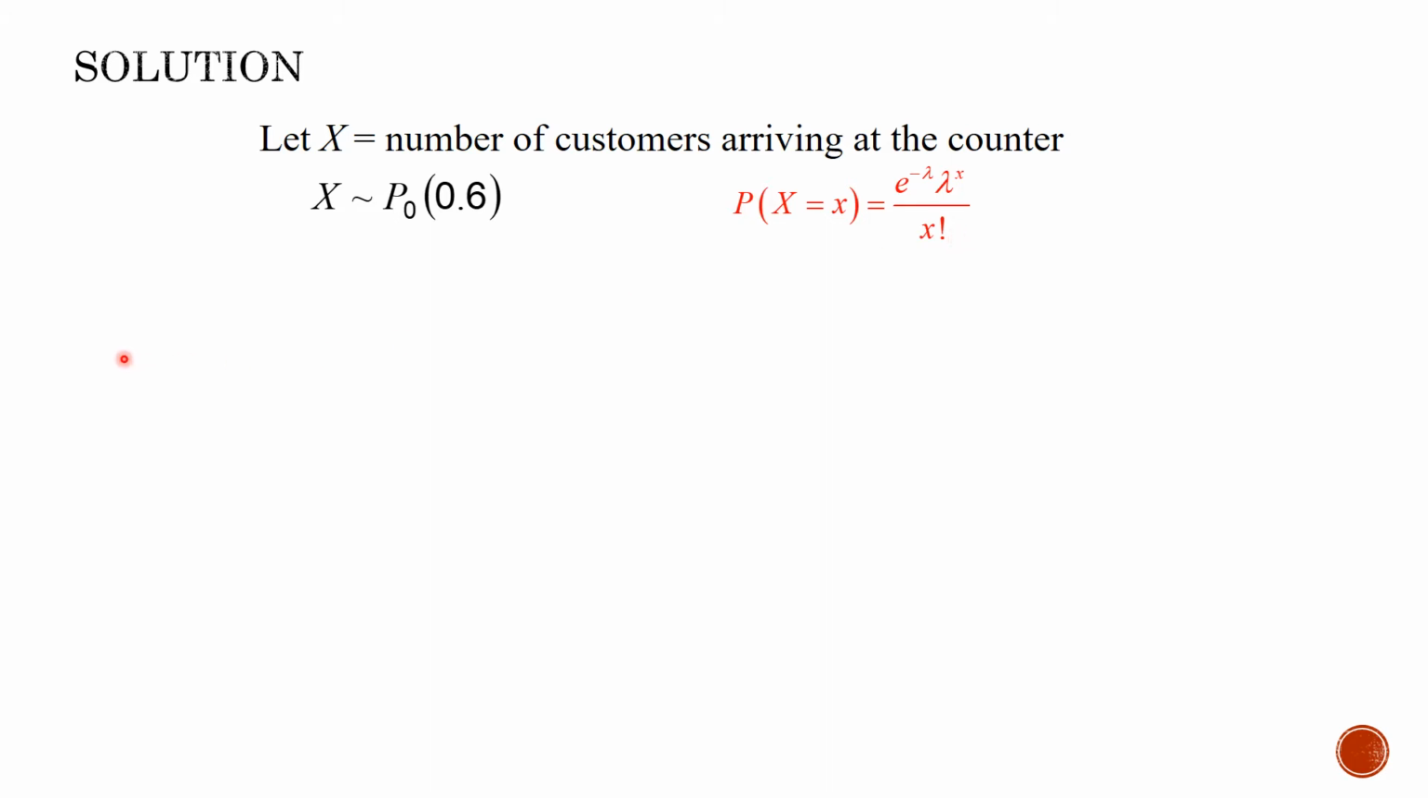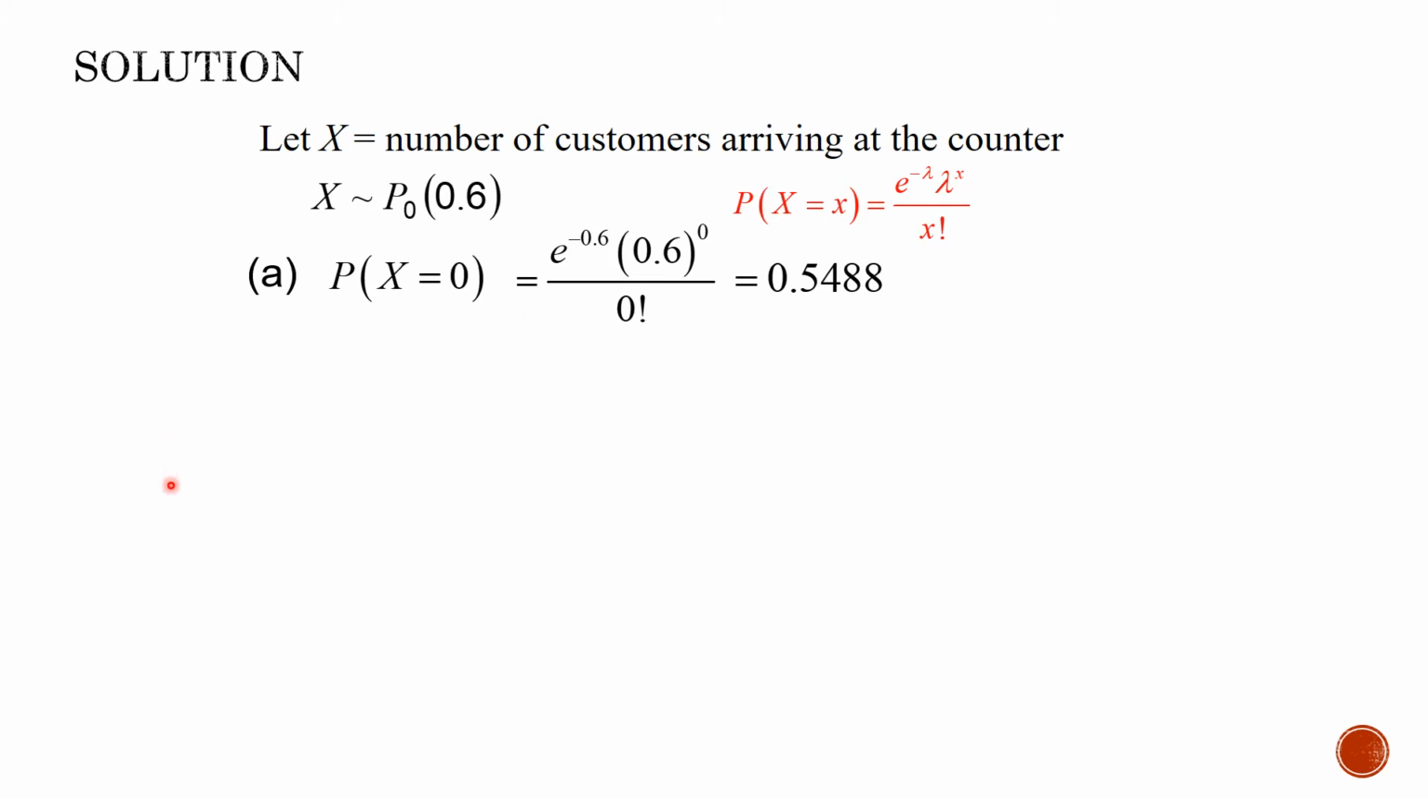So for the first question, no customers arriving at the counter in a period of 1 minute, your X must be 0, no customer. So just substitute X as 0 and lambda as 0.6. You have 0.5488. Now, we can work smart. 0 factorial is 1. 0.6 to the power of 0 is 1. So all you need to do is just calculate e to the power of negative 0.6.